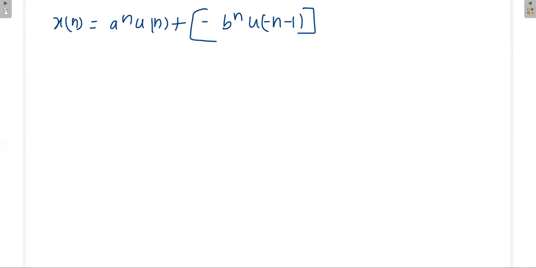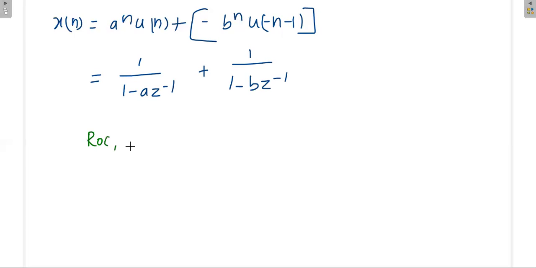So the Z transform of the first signal is 1 by 1 minus a z inverse. The Z transform for the second signal is 1 by 1 minus b z inverse. But what is the ROC? ROC1, the ROC for the first term, is mod z greater than a. Again, the ROC for the second term, ROC2, is mod z less than b.